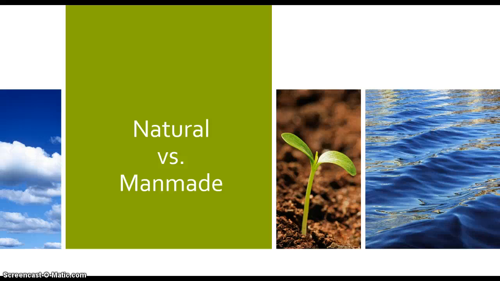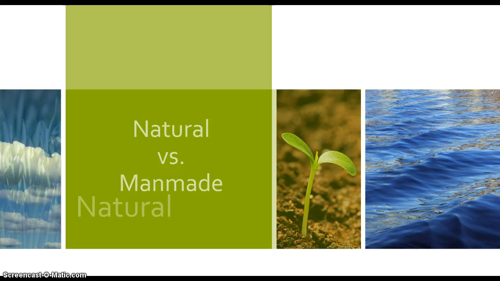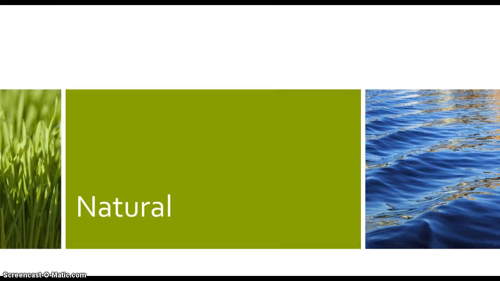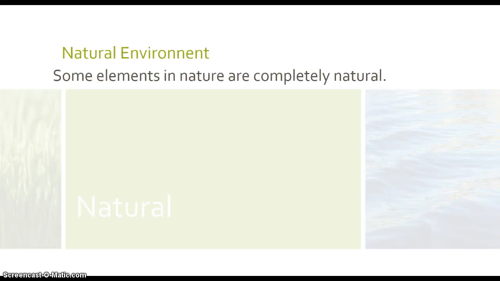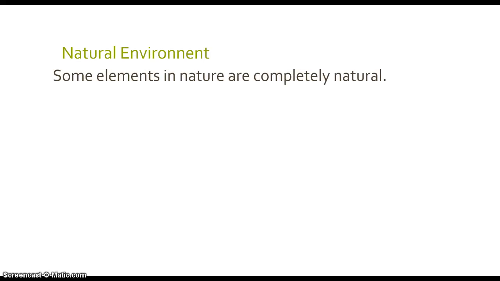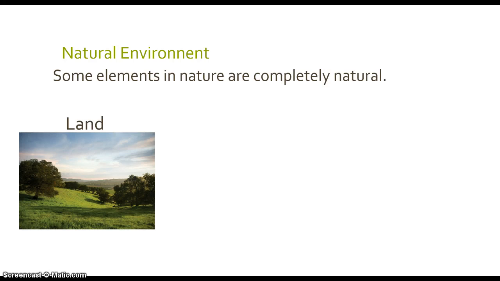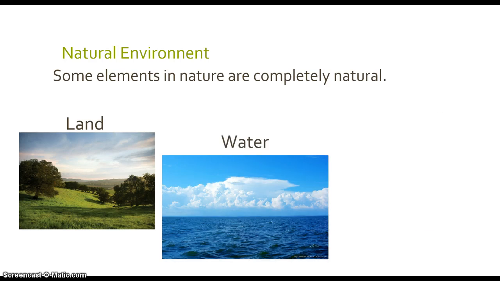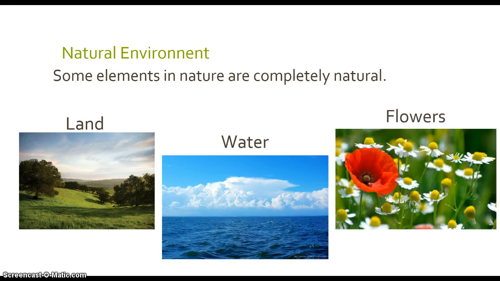The first thing we're going to talk about is natural versus man-made. So we'll look at natural first. The natural environment. Some elements in nature are completely natural. For example, land, water, flowers. Those are all natural pieces of environment.